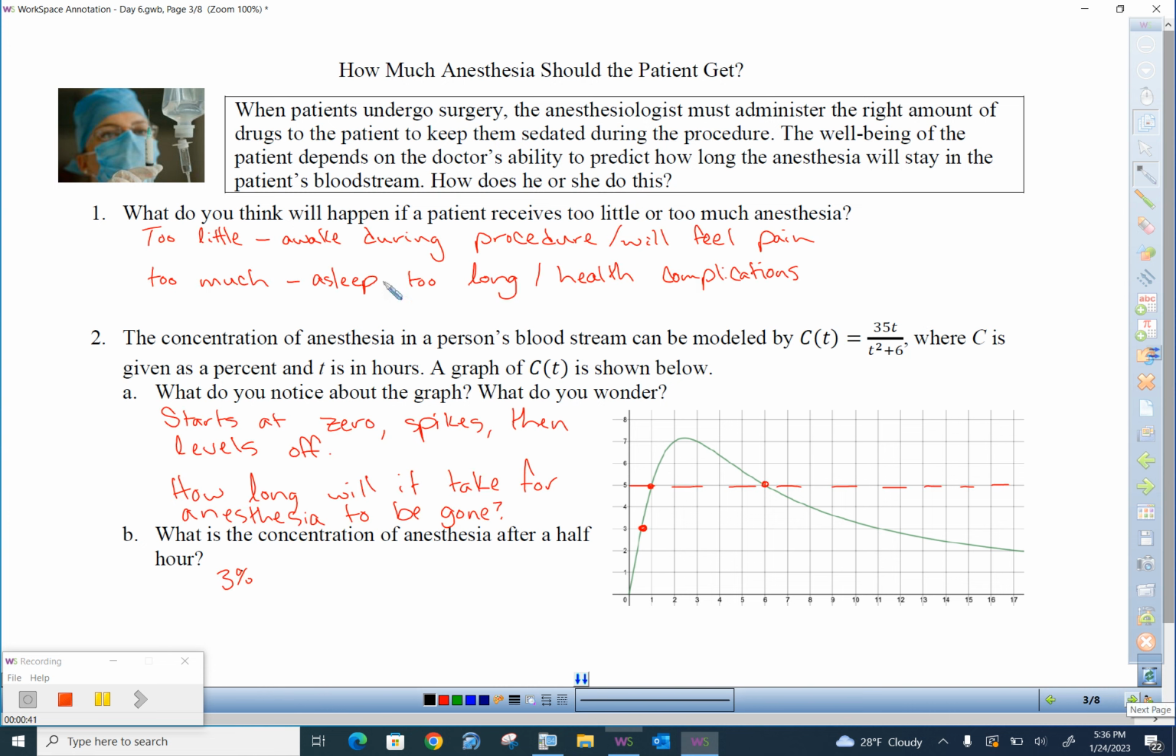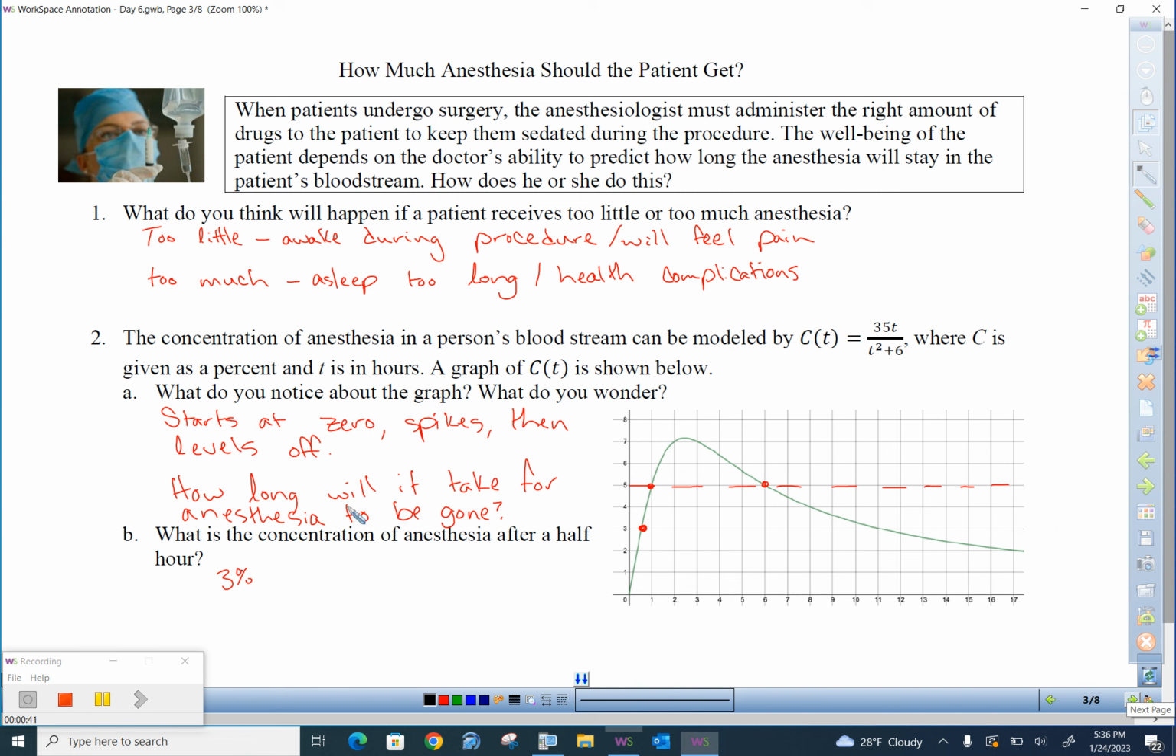Okay, here are some suggestions for too little or too much anesthesia. What I want to talk about more is this graph. So we've got an interesting shape here. Starts at 0, spikes up, and then comes back down. And it's not coming down at the same rate as it was going up. And it appears to be leveling off. Okay, so leveling off for graphs usually means there's some sort of asymptote.